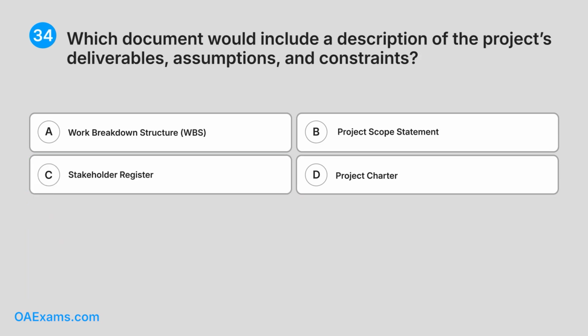34. Which document would include a description of the project's deliverables, assumptions, and constraints? A. Work breakdown structure, WBS. B. Project scope statement. C. Stakeholder register. D. Project charter. Can you guess the answer?